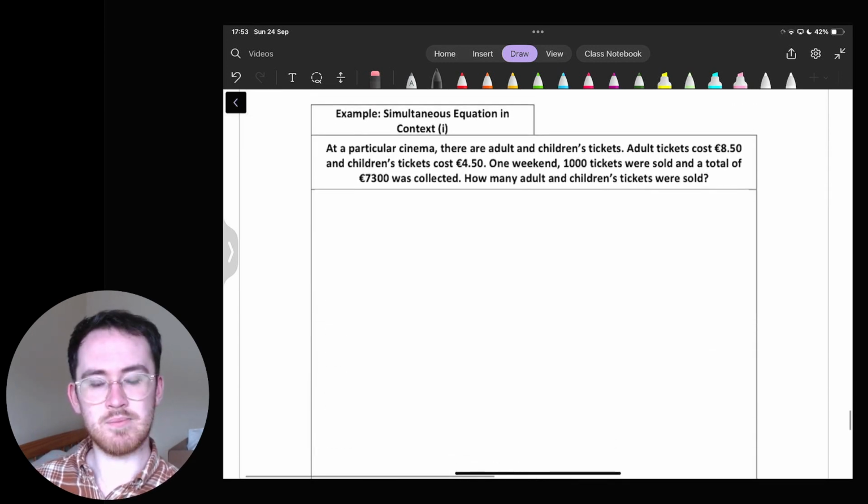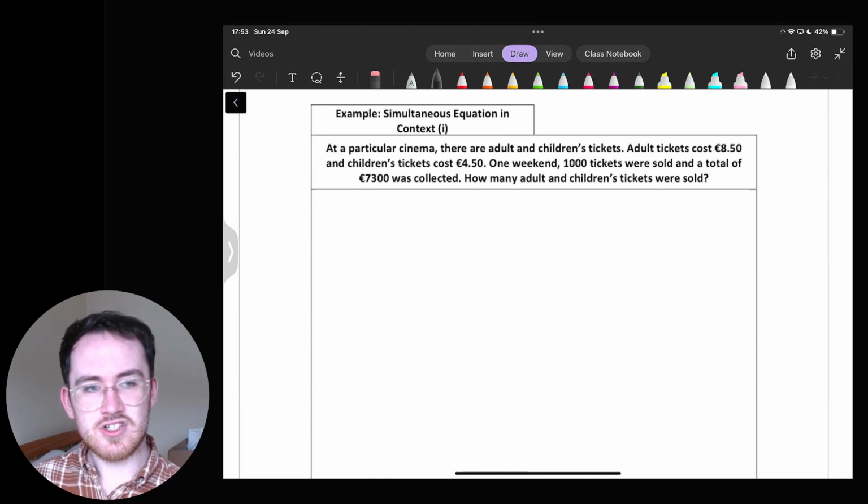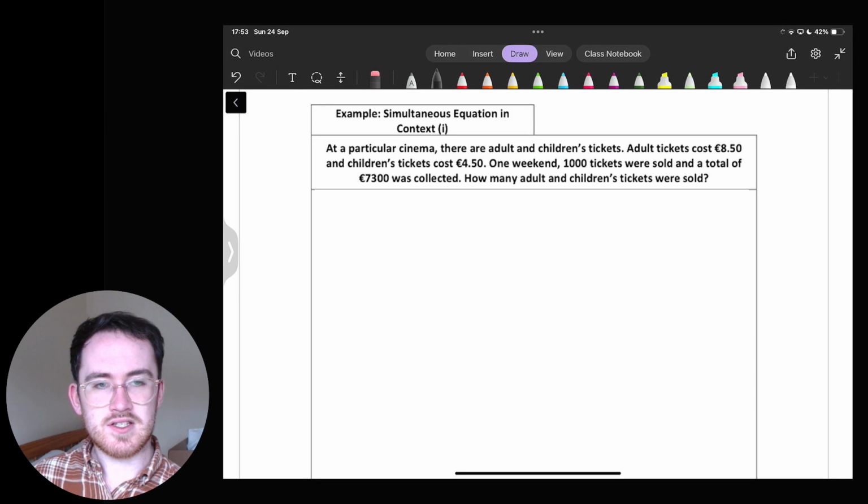So let's look at this example here and we'll talk our way through it. At a particular cinema, there are adult and children's tickets. Adult tickets cost $8.50 and children's tickets cost $4.50. One weekend, 1,000 tickets were sold and a total of $7,300 was collected. How many adult and children's tickets were sold?